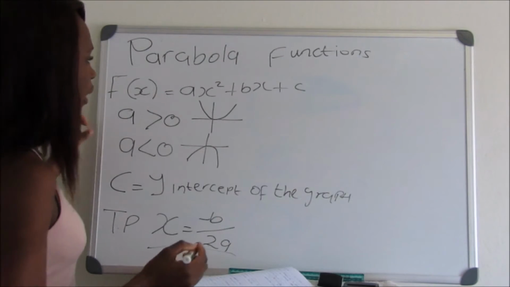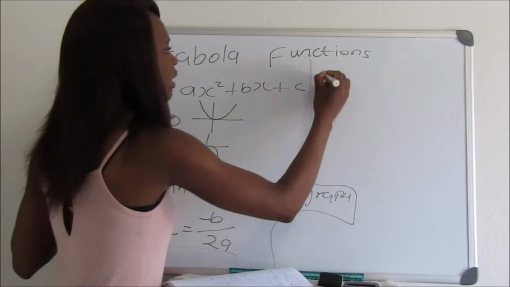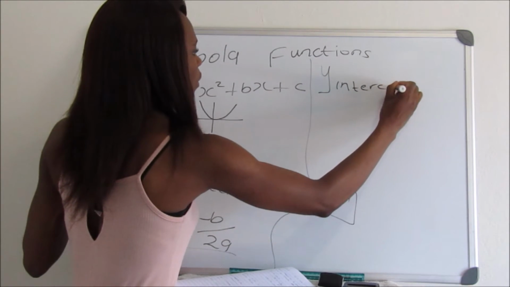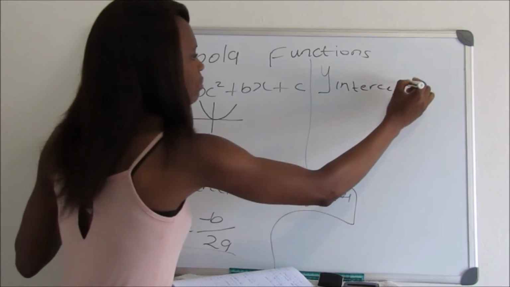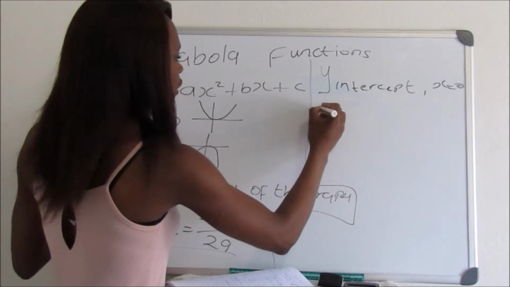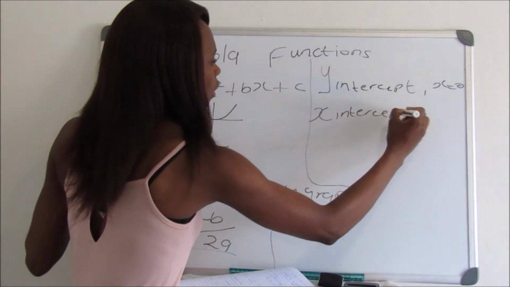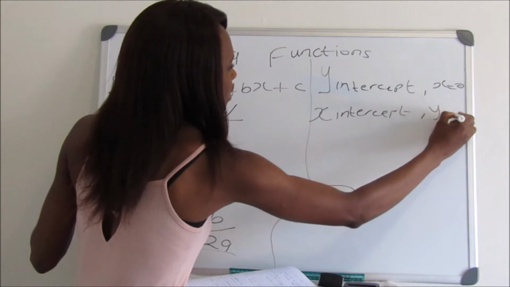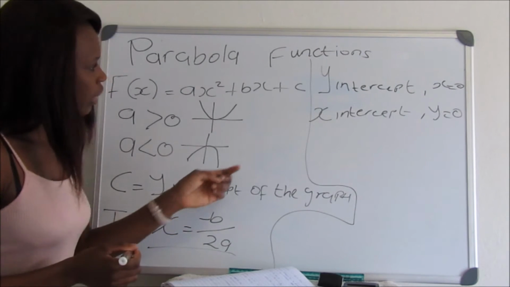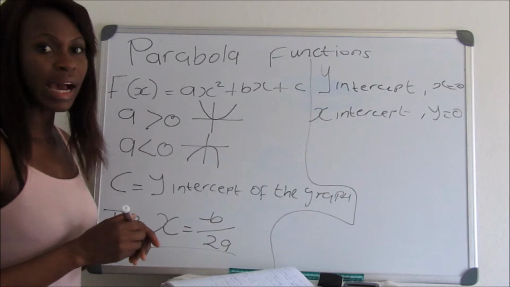Another thing, when you are drawing the graph of a parabola, you must also find the y-intercept by making x equals 0. And you must find the x-intercept by making y equals 0 as well. You should also know that the graph of a parabola does not have an asymptote like other graphs.